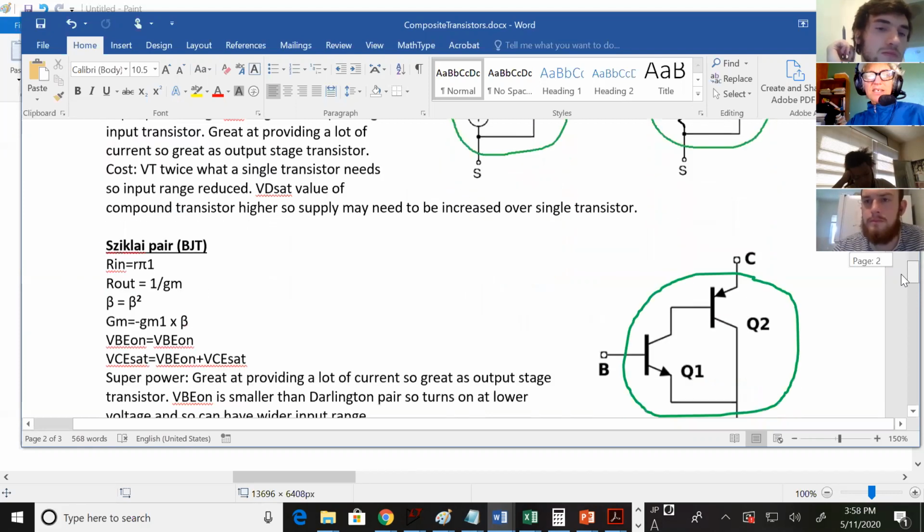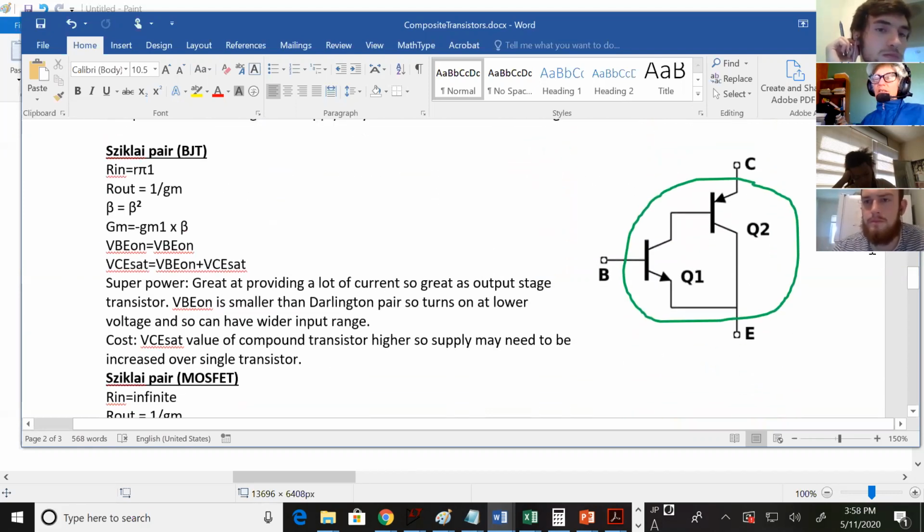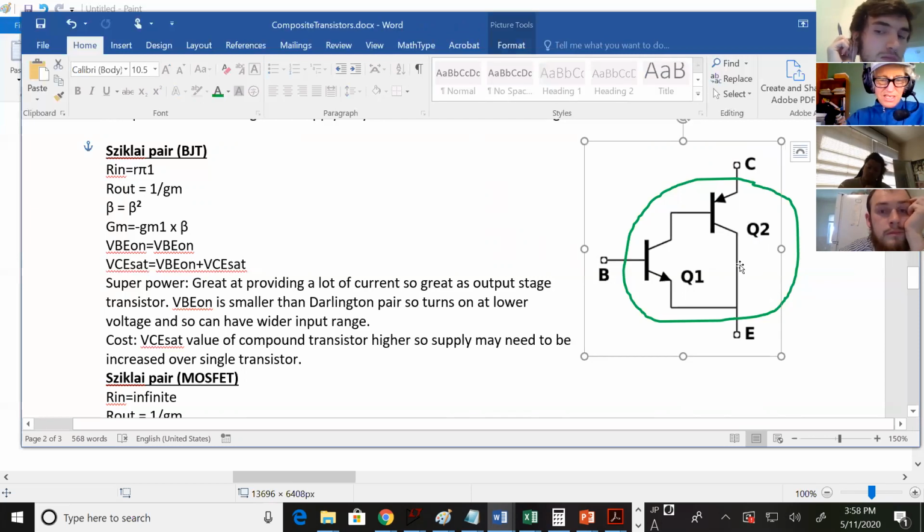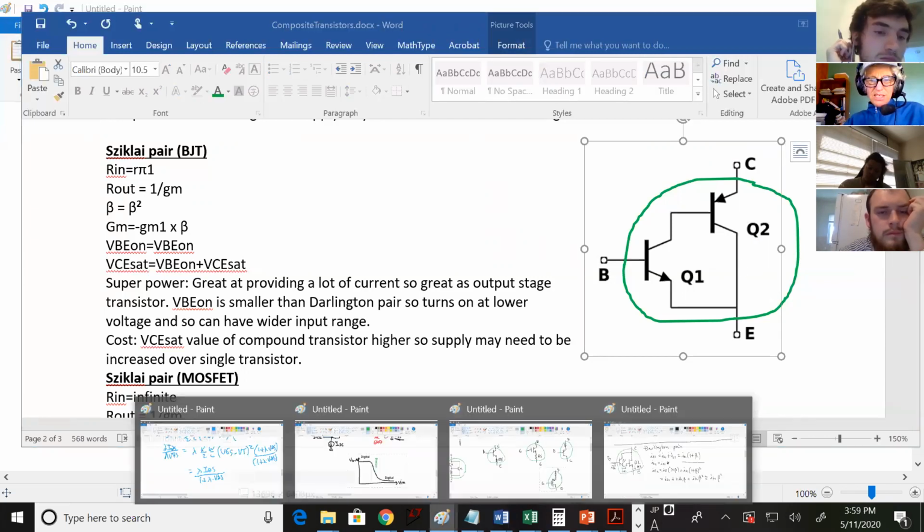But let's look at the last circuit. So this circuit right here, it has one NPN, one PNP. It's called a Sziklai pair. Just ignore the S. And what voltage do you need to turn this compound transistor on? Just VBE on? Yes. So this one has an advantage there. I have 2 minutes. We can do this.